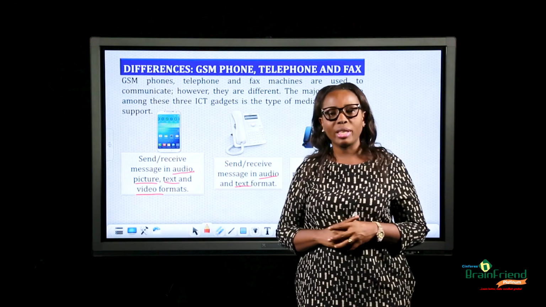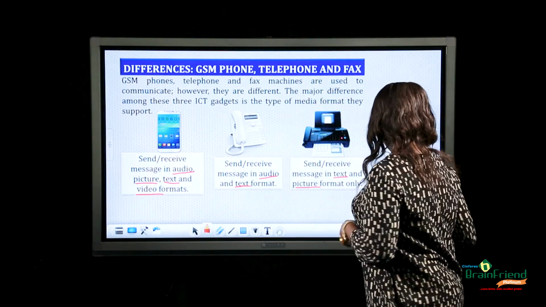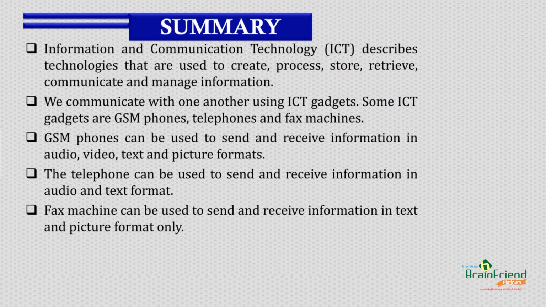Before we leave, let's have a quick summary. First, we learned that information and communication technology describes technologies that are used to create, process, store, retrieve, communicate and manage information. Secondly, we learned that we communicate with one another using ICT gadgets. Some ICT gadgets are GSM phones, telephones, and fax machines.